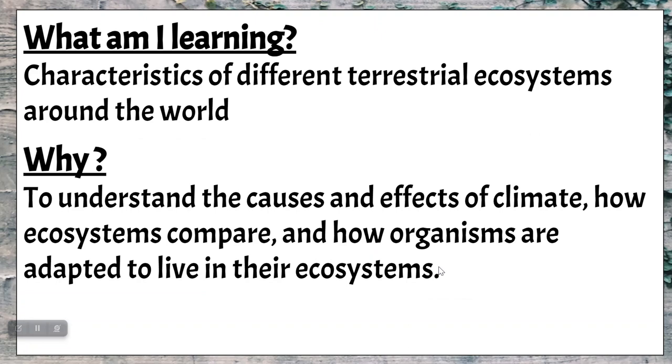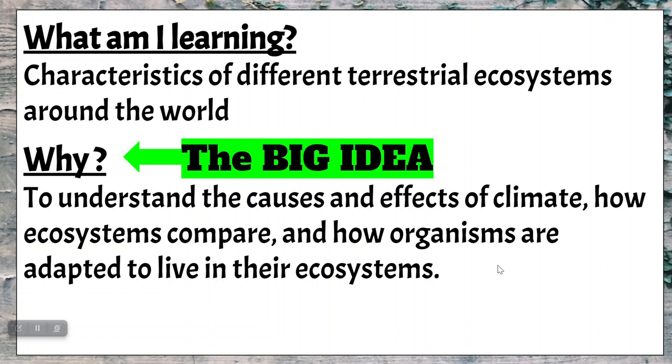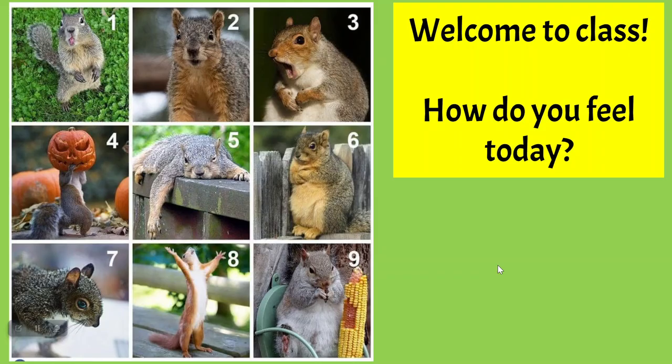What are we learning? Today we're learning characteristics of different terrestrial ecosystems around the world. So that means it's land-based, right? Terrestrial is land-based. And why are we doing that? It's so that we can understand the causes and effects of climate. And we can talk about how ecosystems compare and how organisms are adapted to live in their ecosystems. That is our big idea.